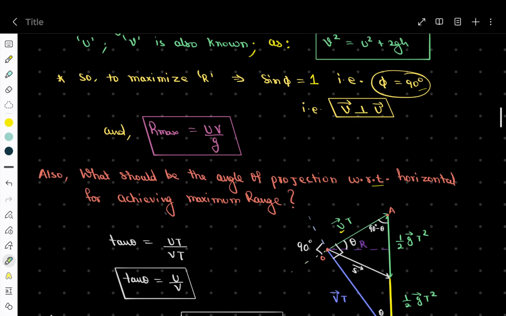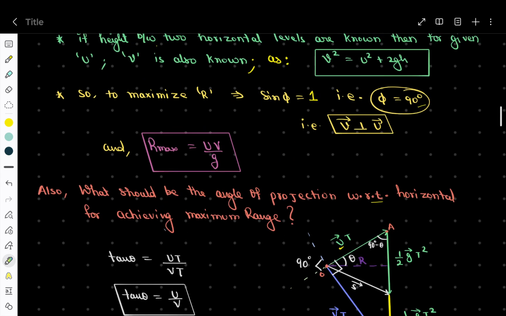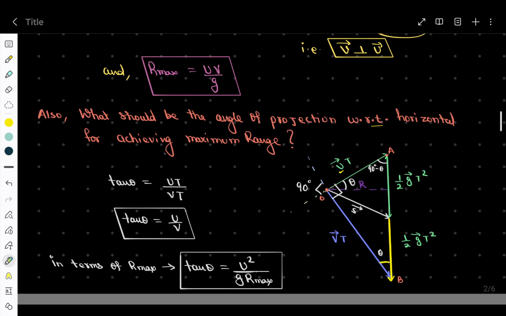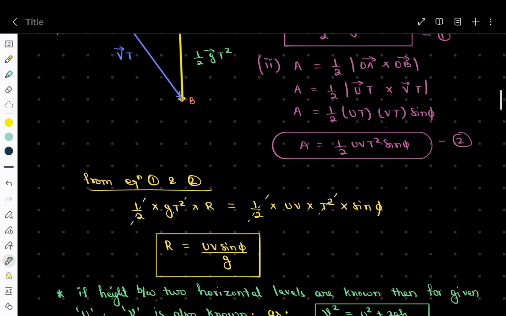Okay. So in this video, we have derived the condition for having maximum range, the value of maximum range, and the angle of projection for which we will get the maximum range. Okay. So this is a very good analysis, and I hope that this will help you out in your journey of learning and understanding physics. So okay, thank you.